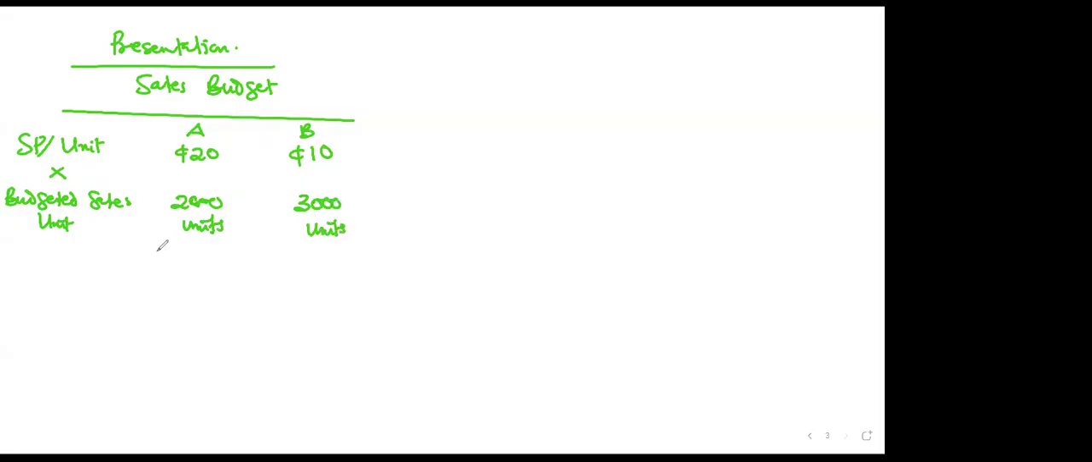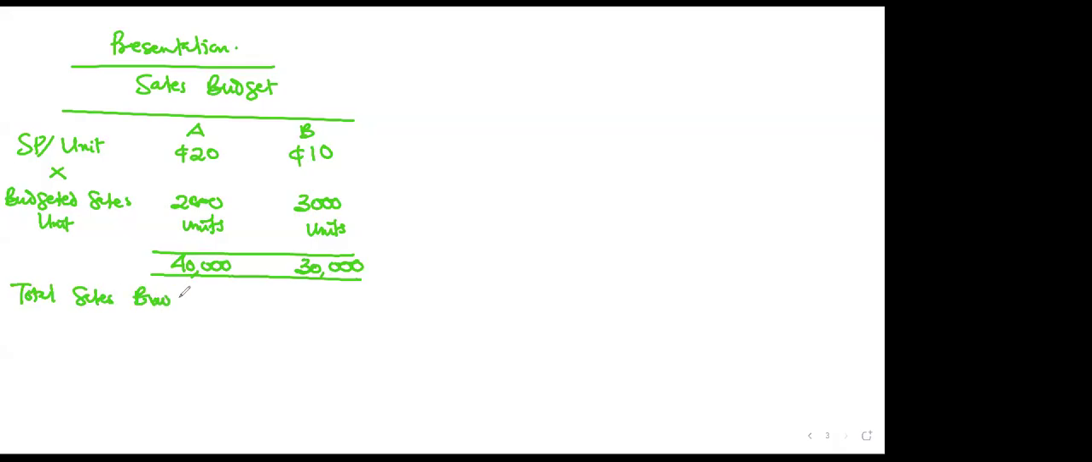So the sales budget is a simple one. You just multiply the selling price per unit by the budgeted sales units. This one will give us 40,000, and this one will give us 30,000. Because this is sales, the 40,000 and 30,000 are physical monies, so you can add them and get your total sales budget.